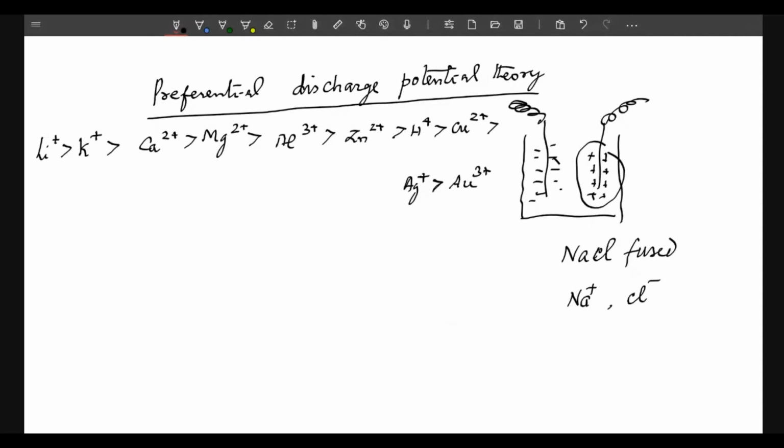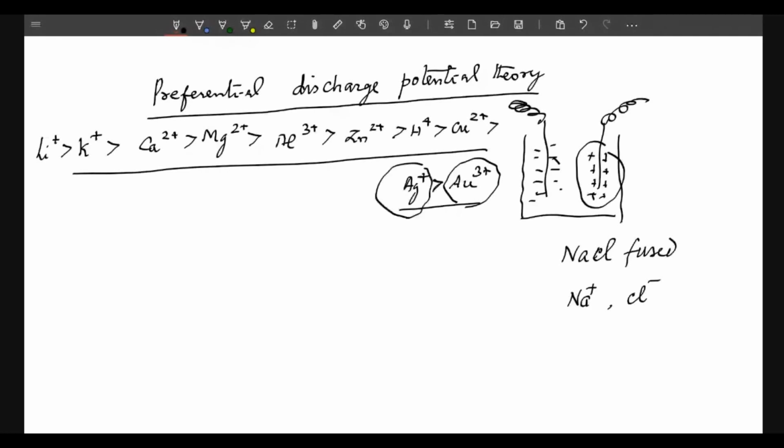When all these ions I have given on the board are present, gold 3 plus has the least discharge potential, and it will first undergo reduction. It will be discharged, the ions would be neutralized. Au3 plus combines with 3 electrons, giving the Au0 state. Next, after complete discharge of Au3 plus, if you slightly increase the potential, then it would discharge Ag plus.